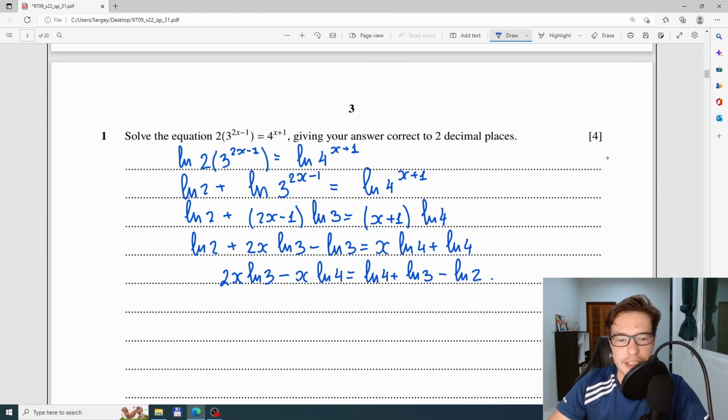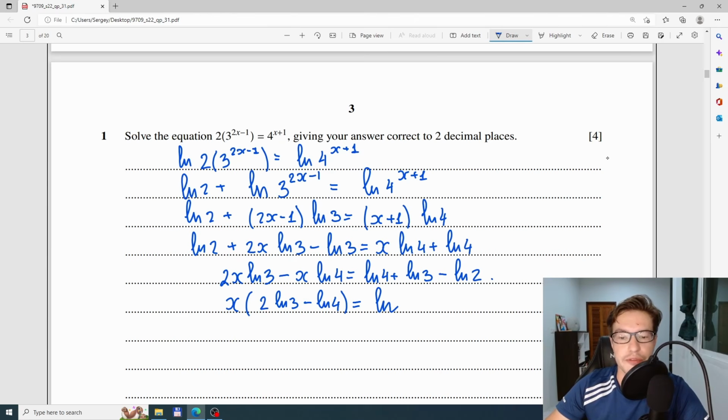Next, I will factorize the left side and take x out. So I get x times 2 log 3 minus log 4. And again, using laws of logs, I can combine the right side into one log. Technically, you don't really have to do it, but it just looks nicer if you do. So I will get natural log. When I'm adding logs, that means I will have to multiply.